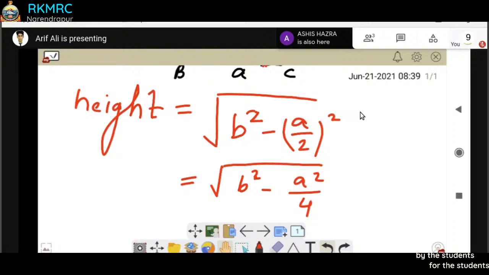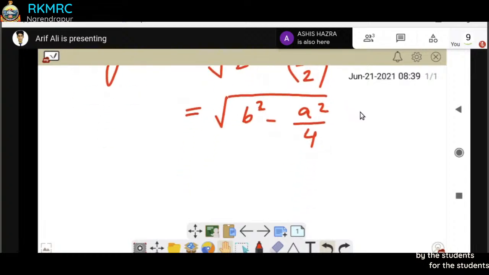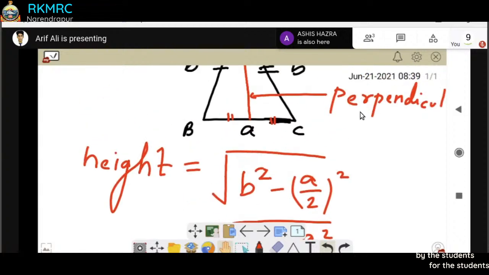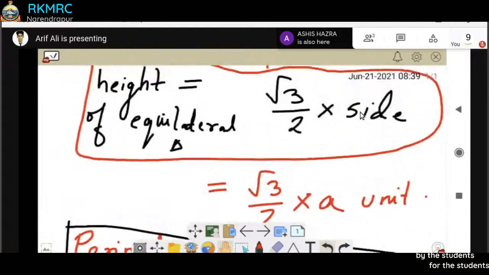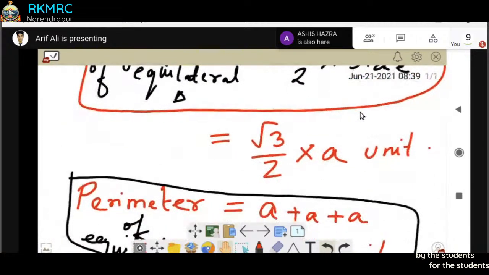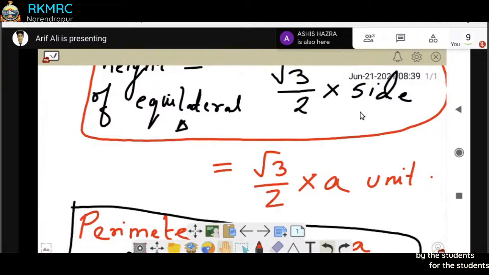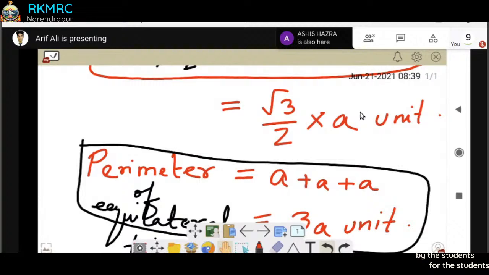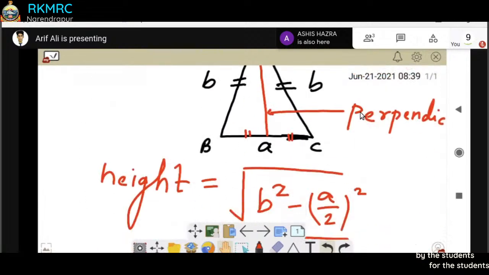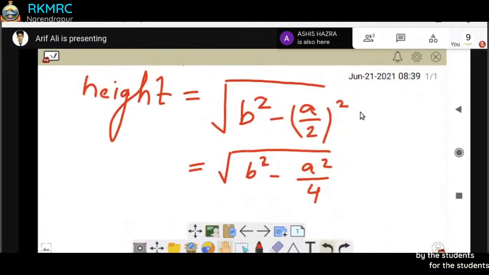So this is a formula for height. Actually we did, you can see over here, height of equilateral triangle, which is root under 3 by 2 a square. So now you can understand from where this root under 3 by 2 a is coming. Let us check from here.